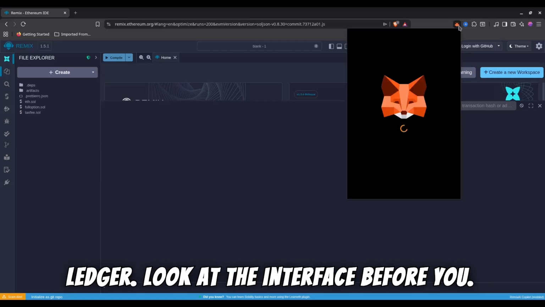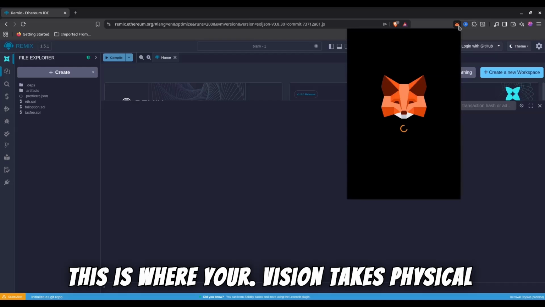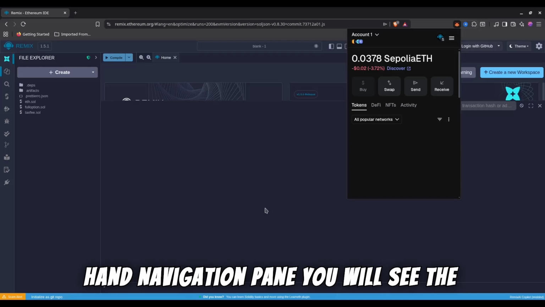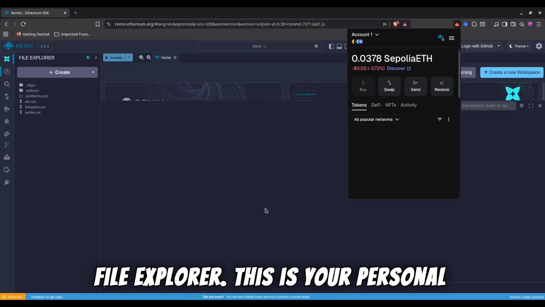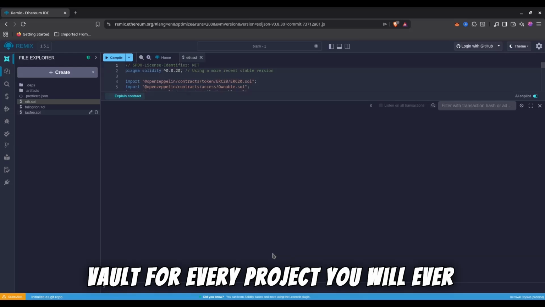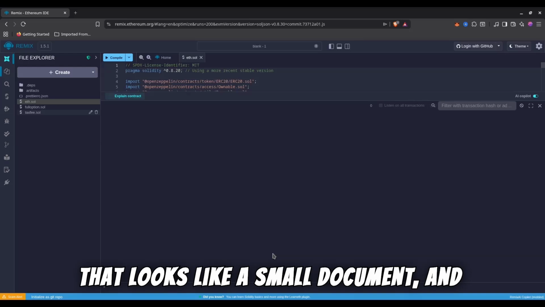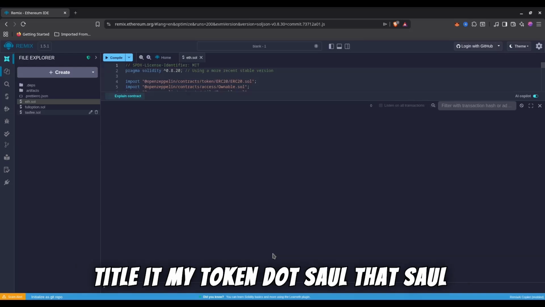Look at the interface before you. This is where your vision takes physical form in the digital world. On the left-hand navigation pane, you will see the File Explorer. This is your personal vault for every project you will ever launch. Click that new file icon, the one that looks like a small document, and title it mytoken.sol.